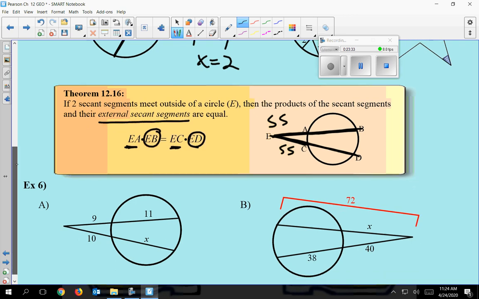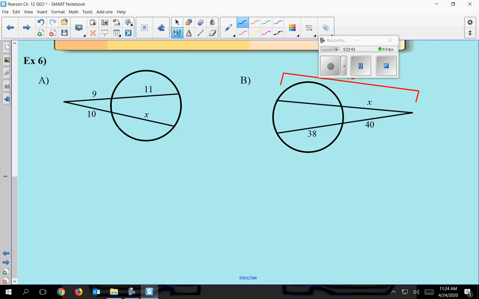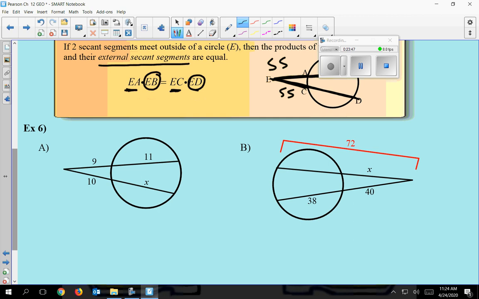Okay, so hopefully we'll start off relatively easy. These kind of problems really lend into a lot of math that we have to be good at. Don't make mistakes. Okay, so taking the formula, let's start off with this top secant. The outside piece is 9, but I have to multiply it by the whole thing. So the whole thing is really going to be 20. Hopefully that makes sense.